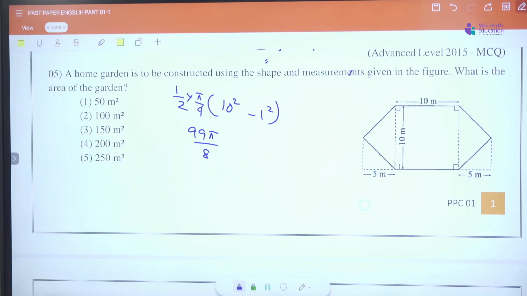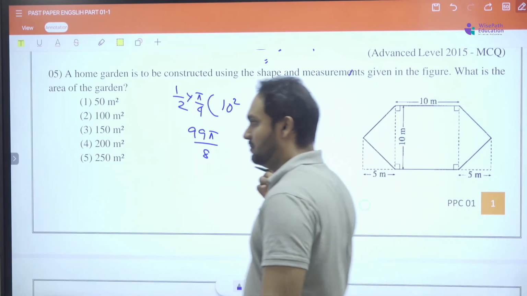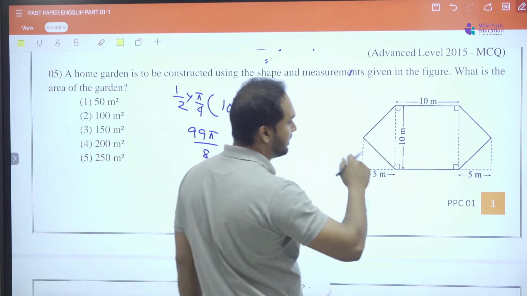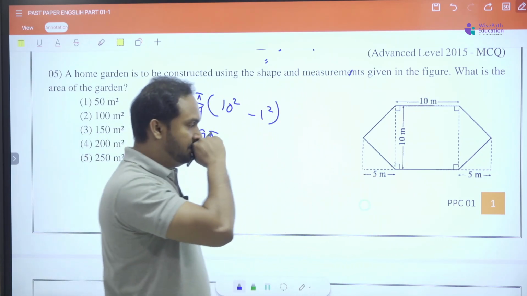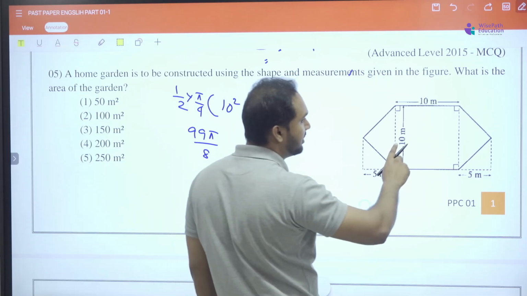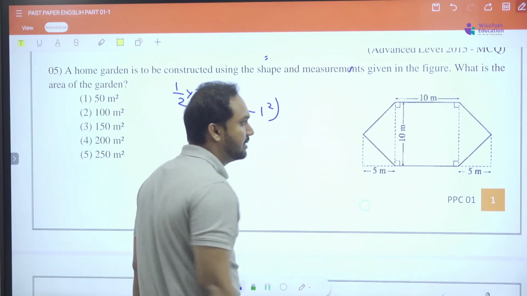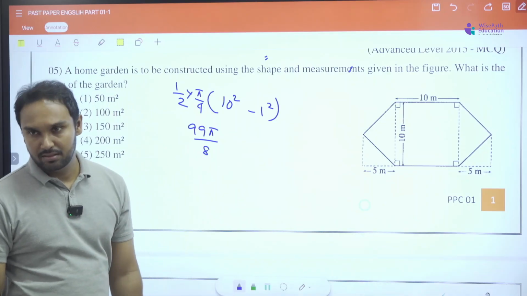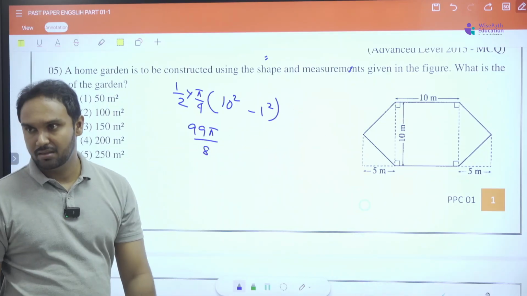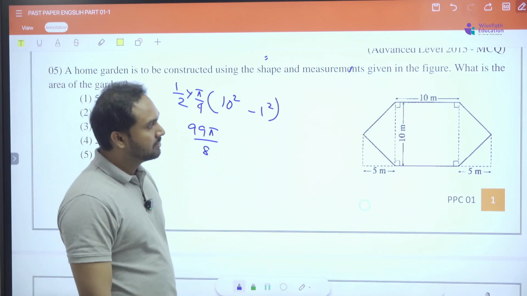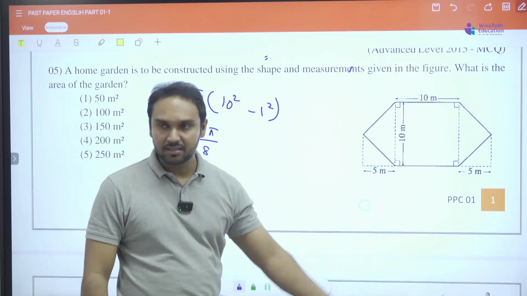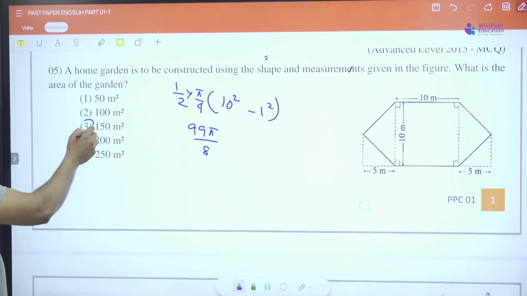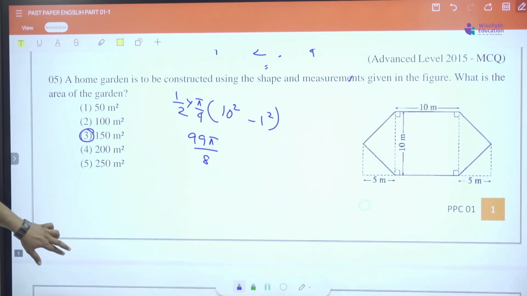Right, shall we go to the next one? This one is easy, right? Because you take the area of one triangle, multiply it by 2 to get the area of the two triangles, and then take the area of the square, and the complete area is there. It's easy because even the perpendicular height is given. So what is the answer? Third one, right? Good. So this is one of the past papers as well.